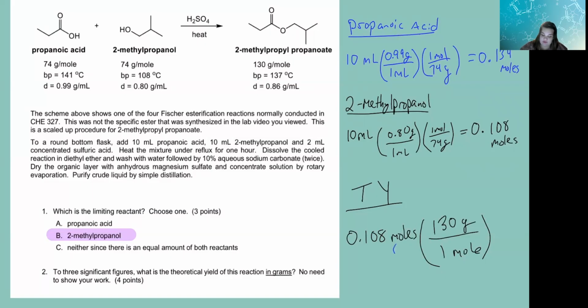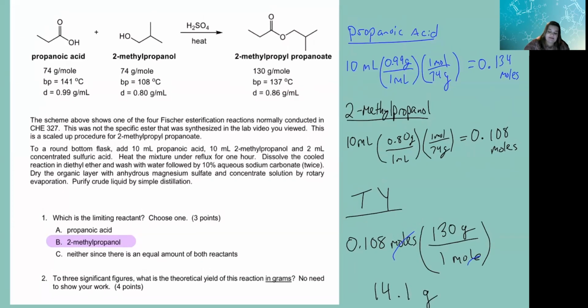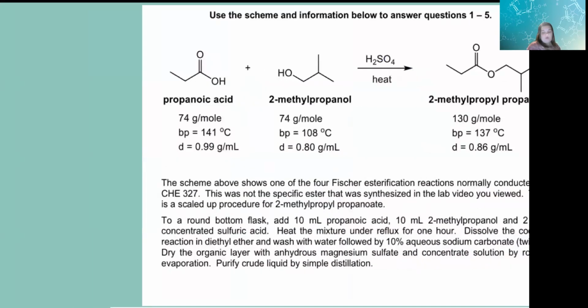Moles cancel out. You're left with grams. So we do 0.108 times 130, we get 14.1 grams. So that is the theoretical yield. If everything goes as planned in this reaction, that's how high we can get. Okay. Does that make sense? Okay. Let's do it. Next one.